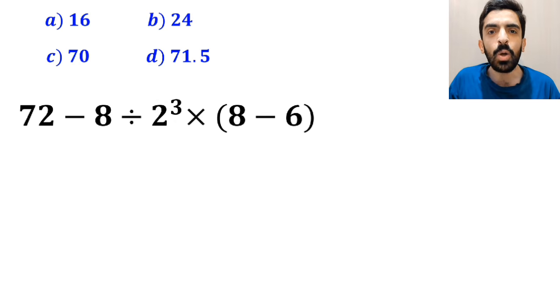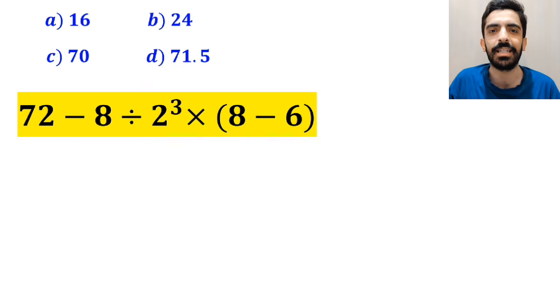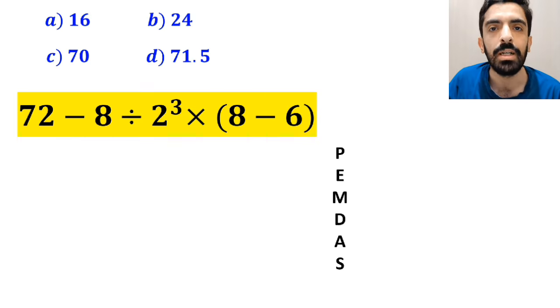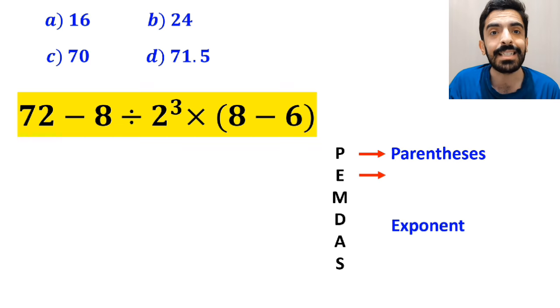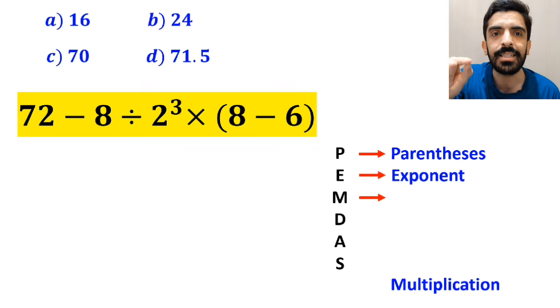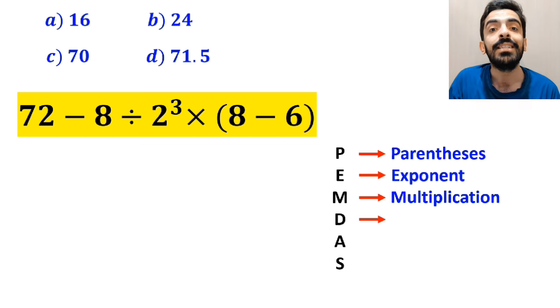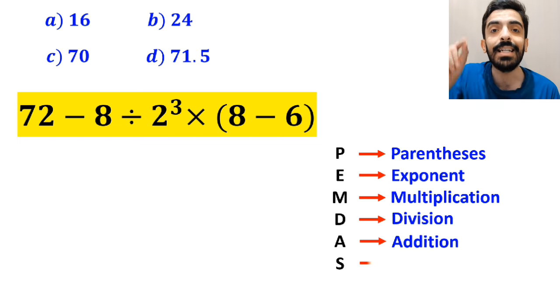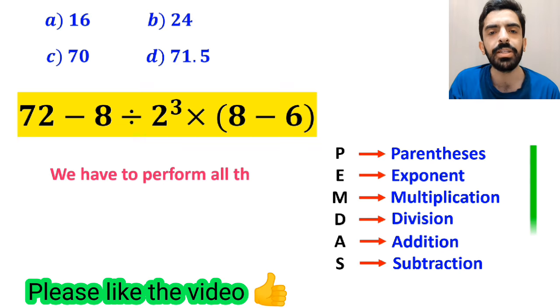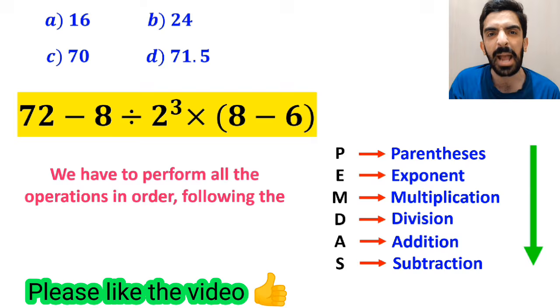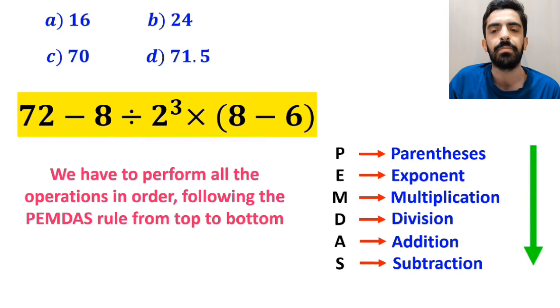Alright, now let me show you how to solve this expression properly. To solve this problem, we must follow the PEMDAS rule. In this rule, P stands for parentheses, E stands for exponent, M stands for multiplication, D stands for division, A stands for addition, and S stands for subtraction. It means that we have to perform all the operations in order following the PEMDAS rule from top to bottom.